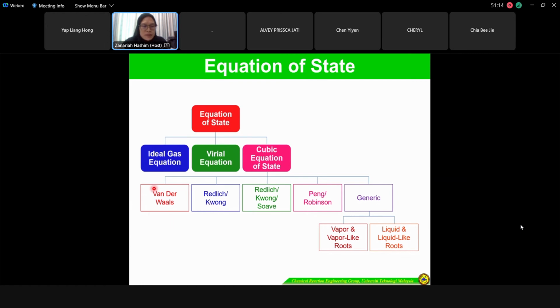Probably you have heard about van der Waals before, right? The other three types of the cubic equation of state basically come from the name of the scientist that proposed or invented the equation.